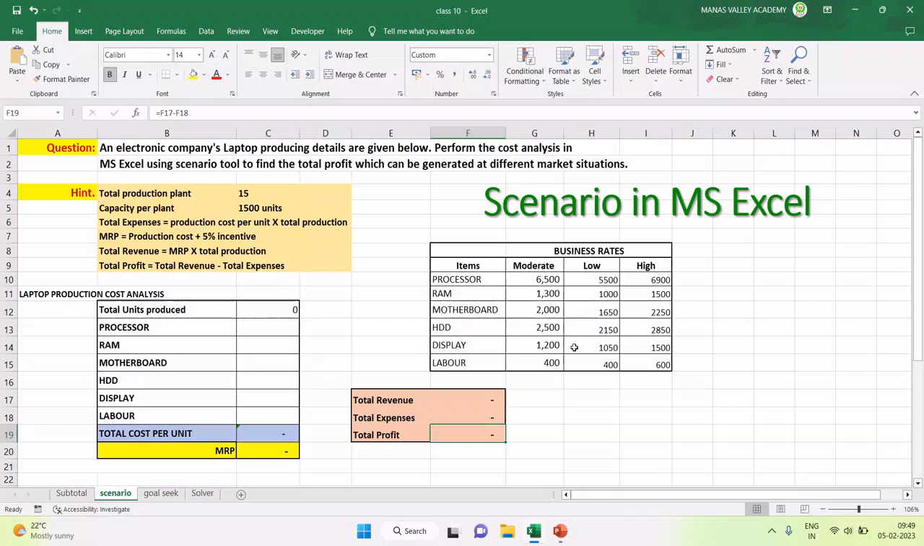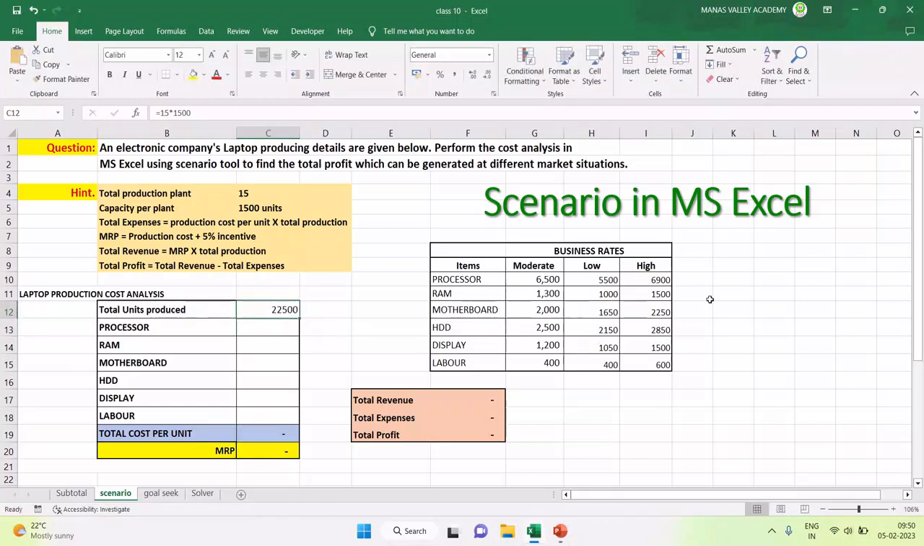Okay, for this kind of complex situation, the scenario manager will help us a lot. So first of all, we have to calculate the total units produced. As we know, it is mentioned already that the company has 15 plants and each plant can produce 1500 units. Then 15 multiplied by 1500 will definitely give the company's total units produced. So here I will calculate total units produced, that is 15 multiplied by 1500.